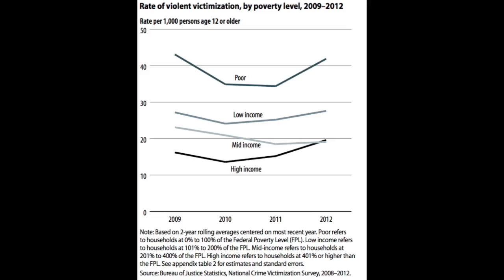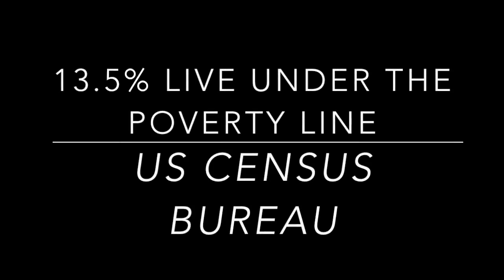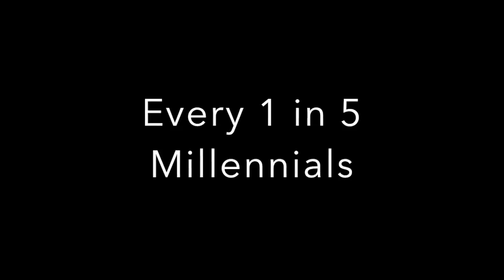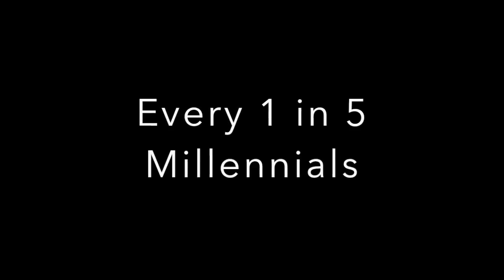It can be seen that poverty is linked back to the original data set due to the correlation between poverty and crime rates. As stated before, poverty often leads to crime, and in the U.S., many people between the ages of 18 and 34 live below the poverty line. In fact, according to the U.S. Census Bureau, as much as 13.5% of the population of the United States lives below the poverty line, out of which every 1 in 5 millennials aged 18 to 34 lives under that very line.